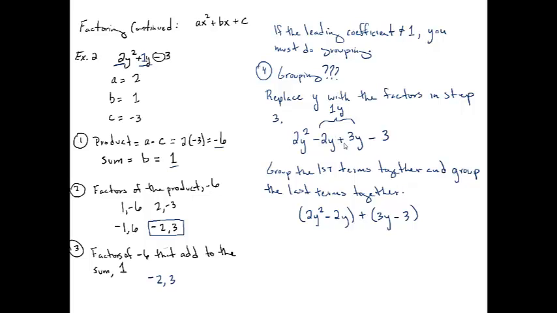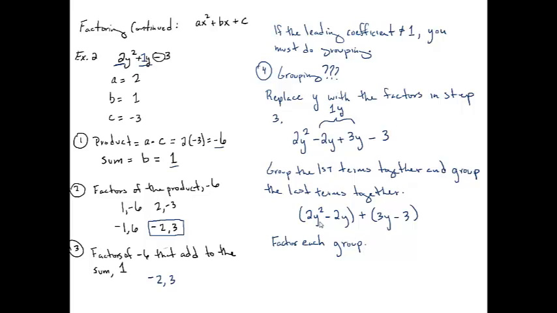So if this was to say minus 3y, you would still write a plus here and the negative would go on the 3. But in our case, it says plus 3y. So we write it as a plus and we leave 3 positive. Good. Now what? Now you want to factor each group.